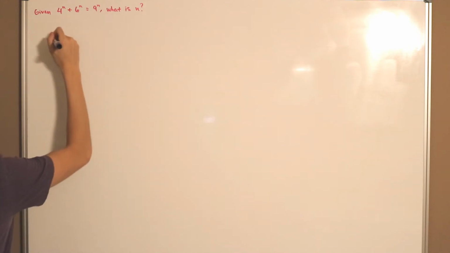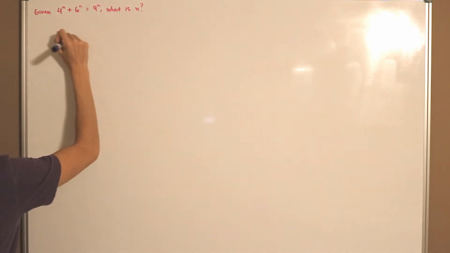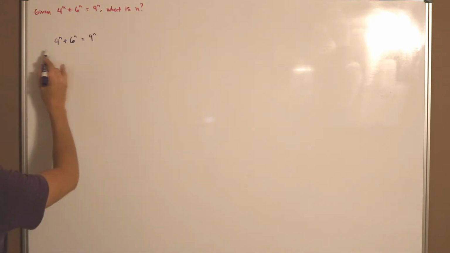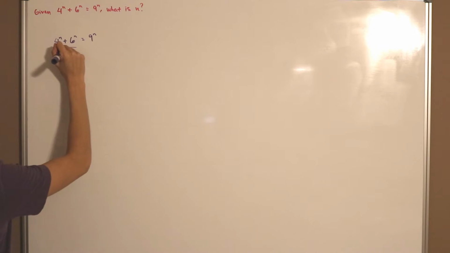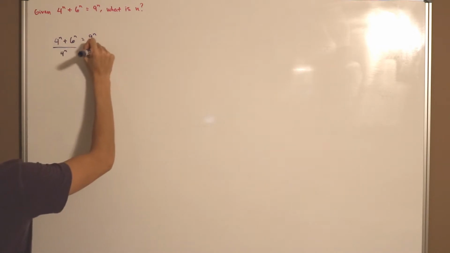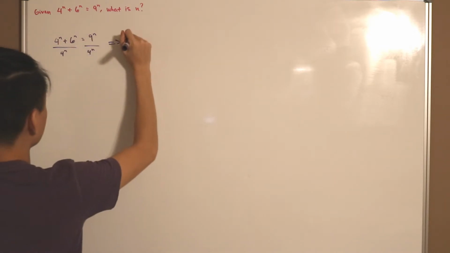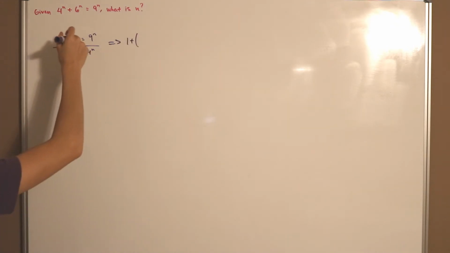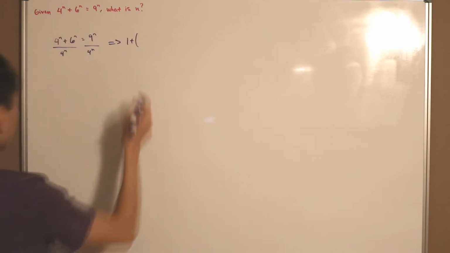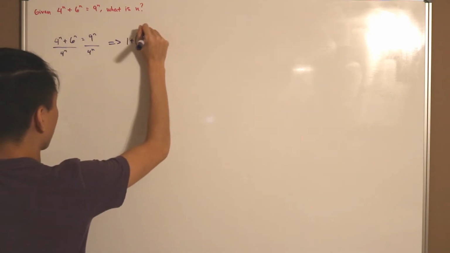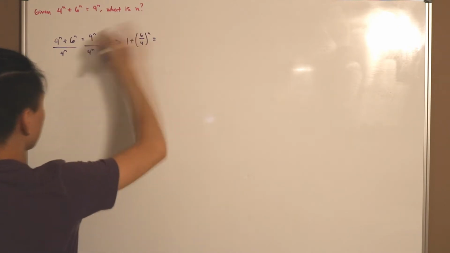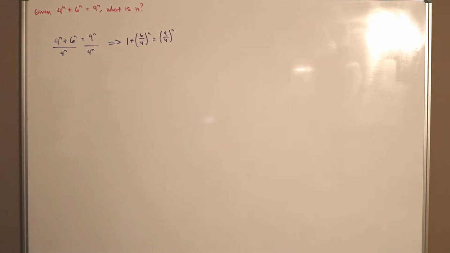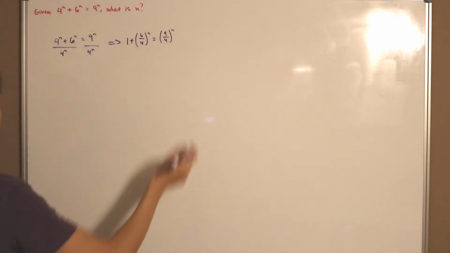So I'm going to rewrite 4 to the n plus 6 to the n equals 9 to the n. And what I'm going to do is divide 4 to the n to both sides of the equation. So that would be written as 1 plus 6, and then they share the same exponent, so we can actually rewrite this as 6 divided by 4 raised to the n equal to 9 divided by 4 raised to the n. Okay, and we can actually simplify this a little further too.